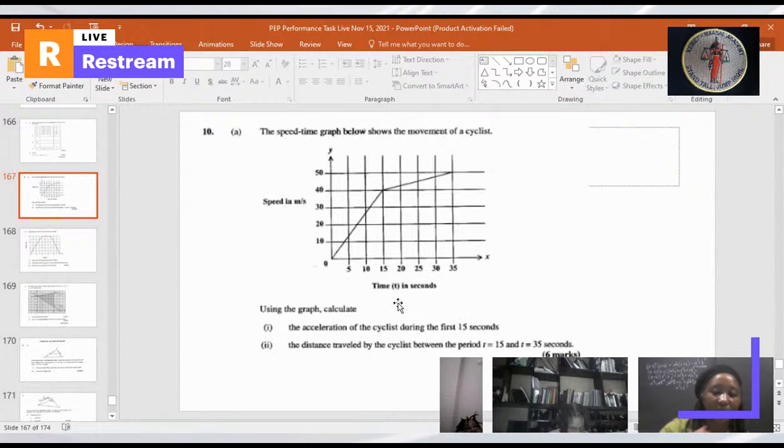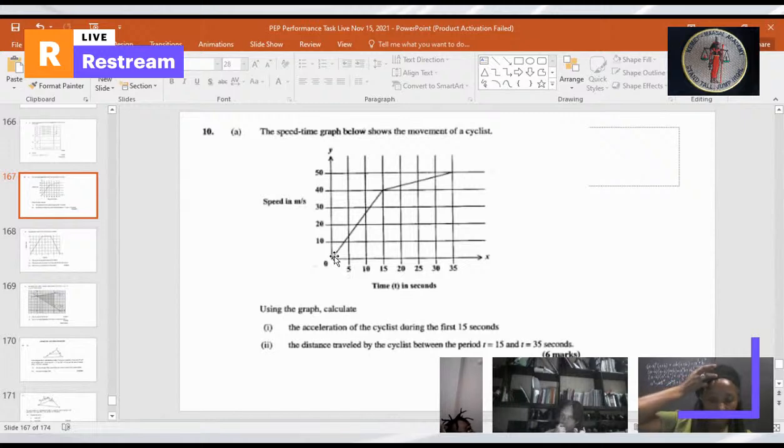So what we need to find, remember, gradient is the change in y over the change in x. So the cyclist moves from rest, from 0 to 40 on the y-axis, which is the speed, and on the x-axis from 0 to 15. So the gradient would be 40 over 15.